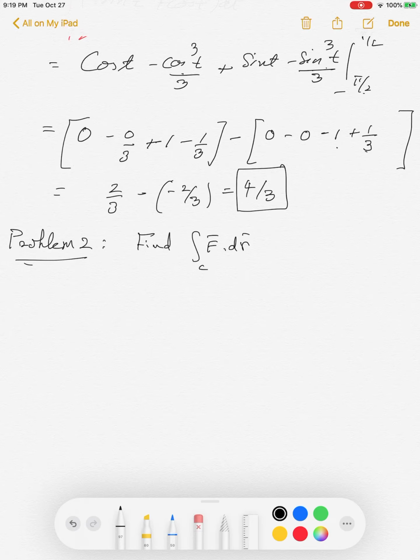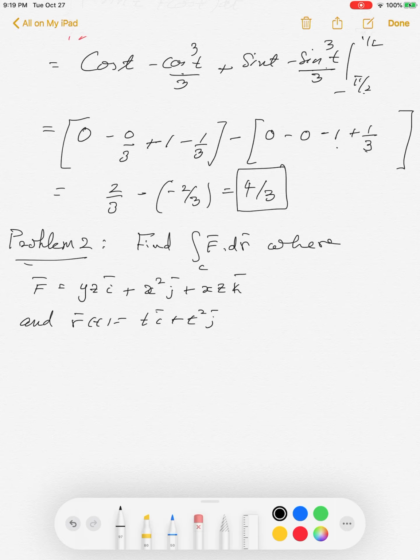So let's compute. Find the line integral of f bar dot dr bar over C, where our f bar is given by yz i bar plus x square j bar plus xz k bar, and r bar of t is given by t i bar plus t square j bar plus t cube k bar, and my t varies between 0 to 1.